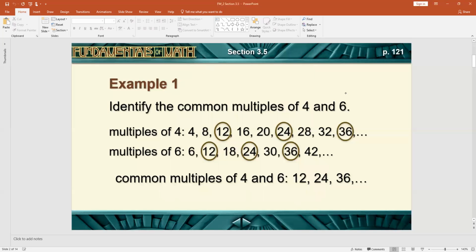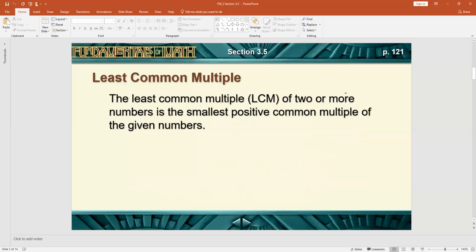But the least common multiple is the smallest number that they both divide into evenly. So 12 is the least common multiple of 4 and 6. So here we have the definition of least common multiple, and then you've also got it in the middle of page 121. The least common multiple, or LCM, of two or more numbers is the smallest positive common multiple of the given numbers.